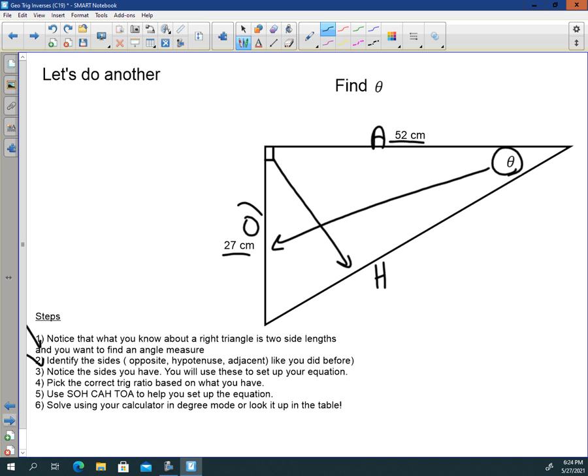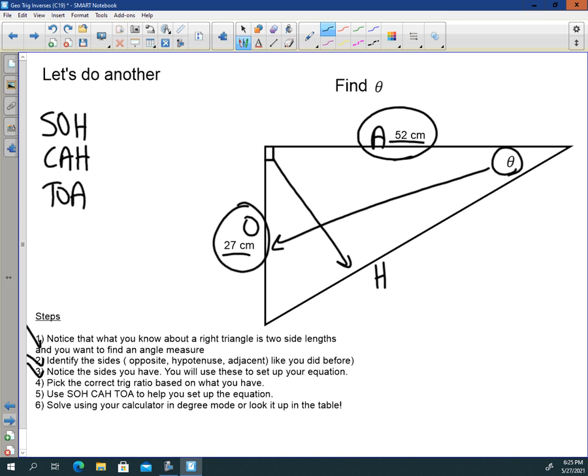We've identified the sides. Now notice the sides we have. We have the opposite and we have the adjacent. And so that's going to help us set up our trig ratio. We're going to pick the correct trig ratio out of sine, cosine, and tangent. Remember, SOH, CAH, TOA, and one of these has O and A in it. Those are the sides we have the lengths of. O and A are inside the TOA, so those aren't useful for sine or cosine. Now we're going to use TOA to help us set up the equation.